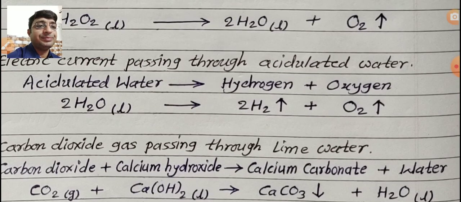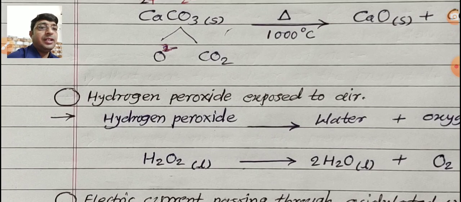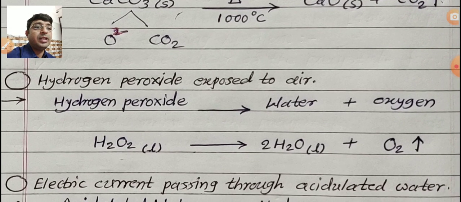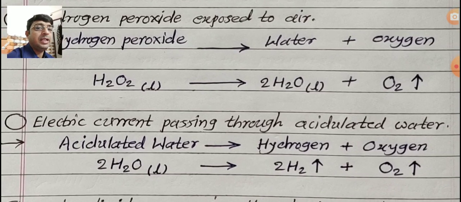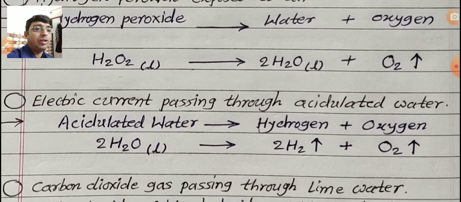Next reaction given there: hydrogen peroxide exposed to air. What happened? This hydrogen peroxide slowly decomposes. So H2O2 in liquid state forms 2H2O in liquid state plus oxygen O2 released in the form of gas. Next question: electric current or electric energy passing through acidulated water. Then it forms hydrogen and oxygen. So 2H2O in liquid state forms 2 hydrogen molecules and 1 oxygen molecule released in the form of gas.